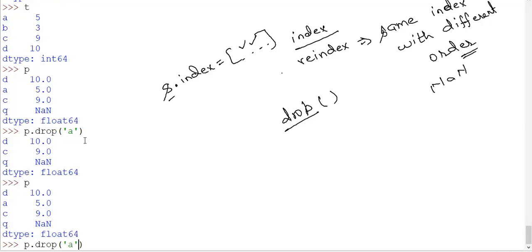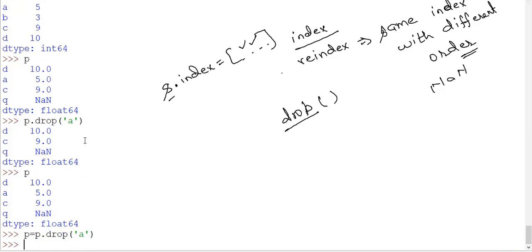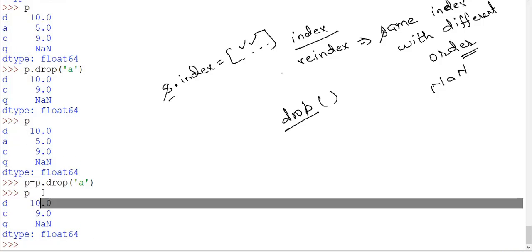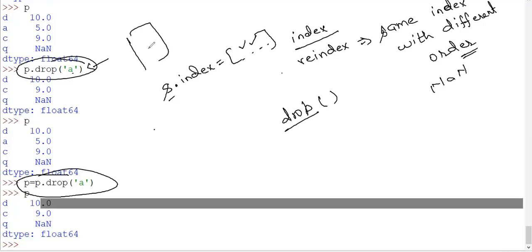So if you want to remove from this, we have to use the assignment operator, p equal to p dot drop a. And now you check p. This time you are seeing what happened. What is the difference between this statement and this statement? You have to understand it. Actually, this statement is temporary. It's trying to remove a from p, but actually it's trying to remove from this, and it's going to create a new series object.